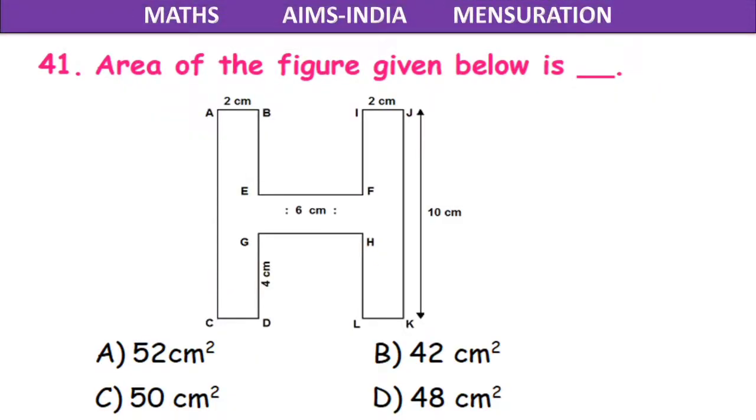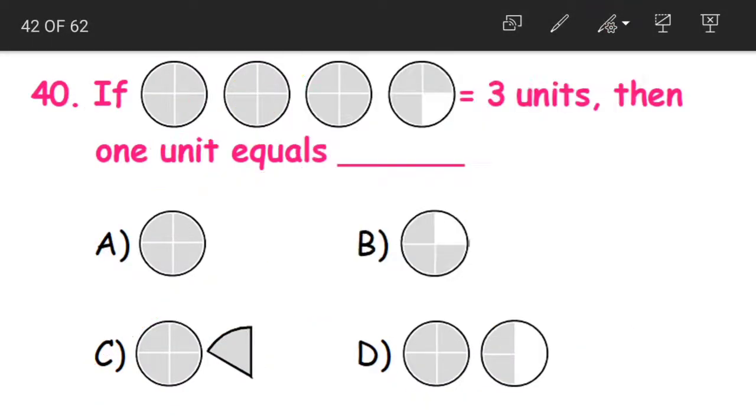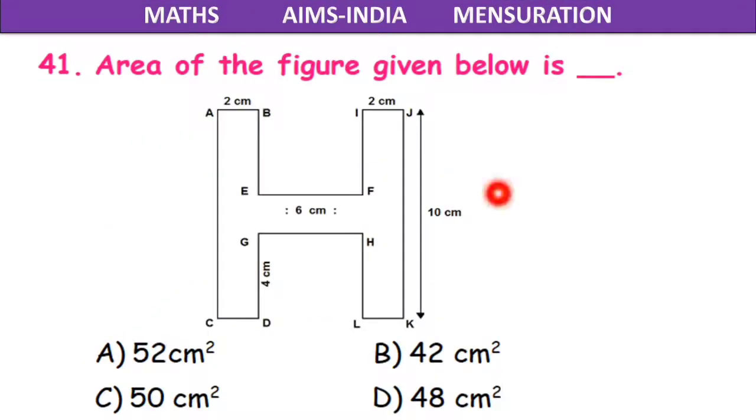Coming to question 41. Now what is this? The area of the given figure below is dash. This might look a little bit complicated, but it is easy only, children. Now how to find out the area of this given figure?